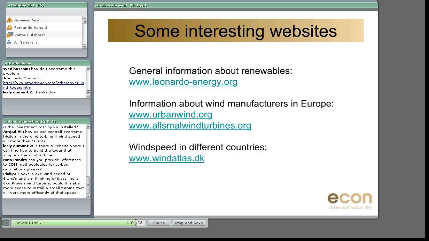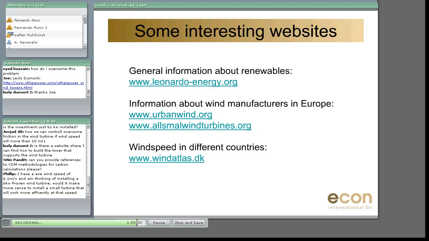So let's address the last question now. Philip has a wind turbine site with an average wind speed of 6.1 meters per second. He's thinking of installing a 6 kilowatt proven wind turbine. Would it make more sense to install a smaller turbine that will work more efficiently at that speed? So, Walter, I'll let you answer.